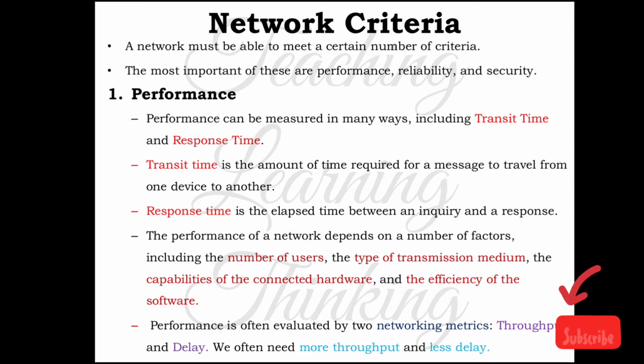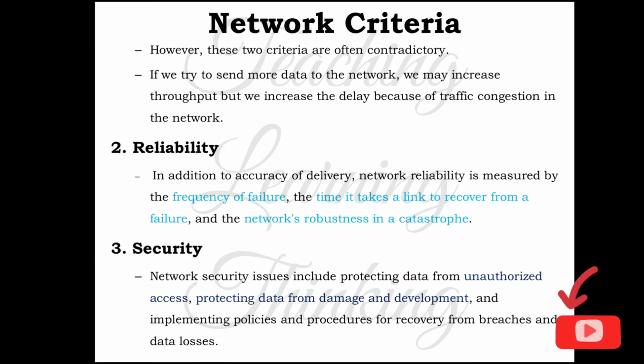So performance is often evaluated by two network metrics, that is throughput and delay. We often need more throughput and less delay. Make sure you note this point, it may be tricky. However, these two criteria are often contradictory. If we try to send more data to the network, we may increase throughput, but we also increase the delay because of traffic congestion in the network. So if we send more data, the throughput will increase, but the delay will be high. That's all about the performance criteria.